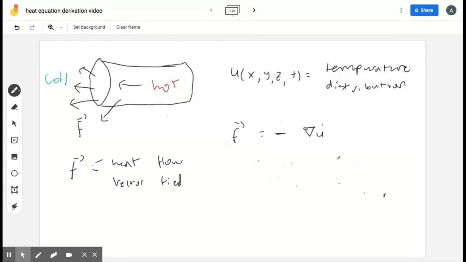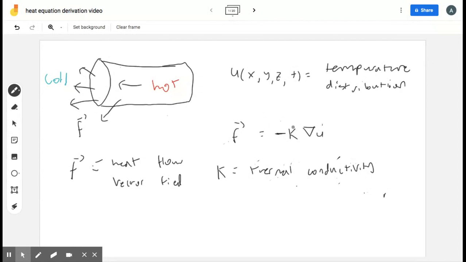And it doesn't equal the negative gradient of U, because for different materials the heat will flow more easily through different materials, but it will still be proportional to the magnitude of the gradient of the temperature distribution. So we have to put a proportionality constant. This proportionality constant is just the thermal conductivity of the material that this object is made of.